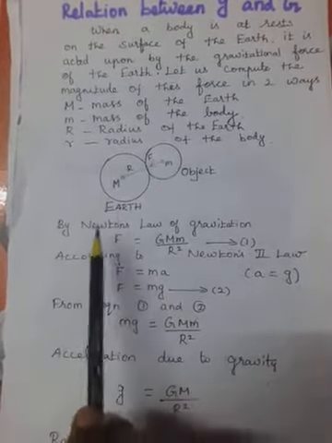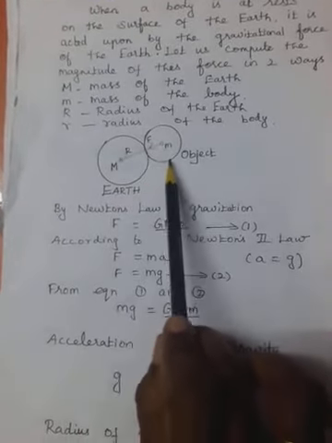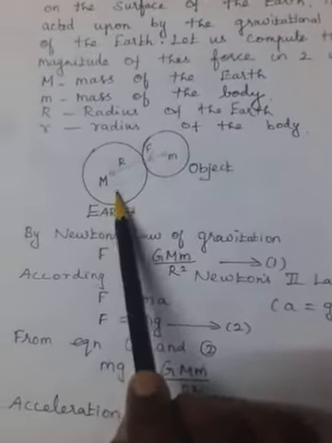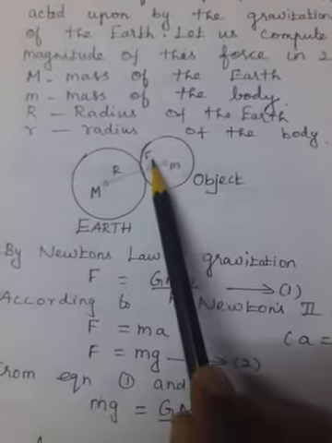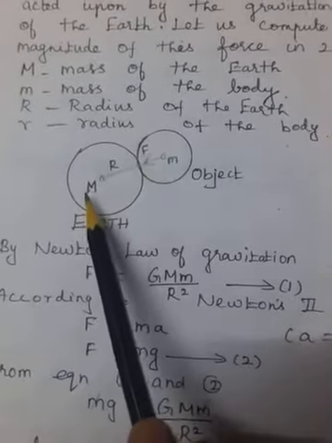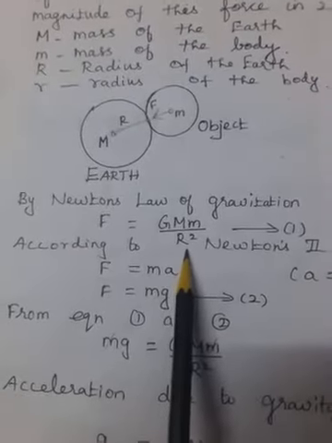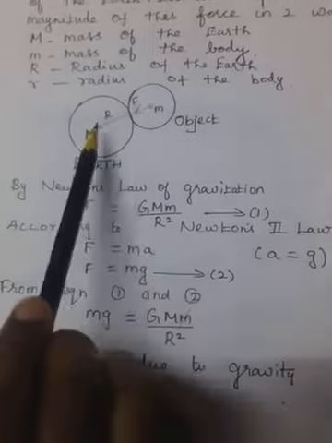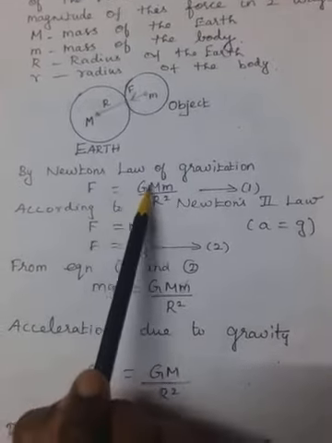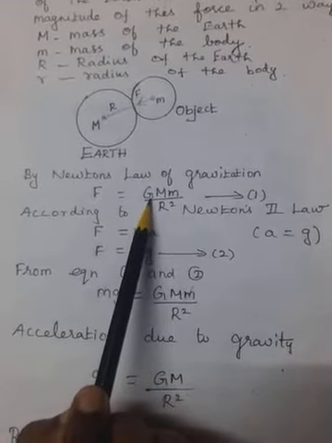So what is the universal law of gravitation? Every object in the universe attracts another object with a force. This force is directly proportional to the product of the masses, M into m, and inversely proportional to the square of the distance. Here the distance is R, so the square of the distance is R square. So F is equal to G M m by R square. G is the gravitational constant, the universal gravitational constant.